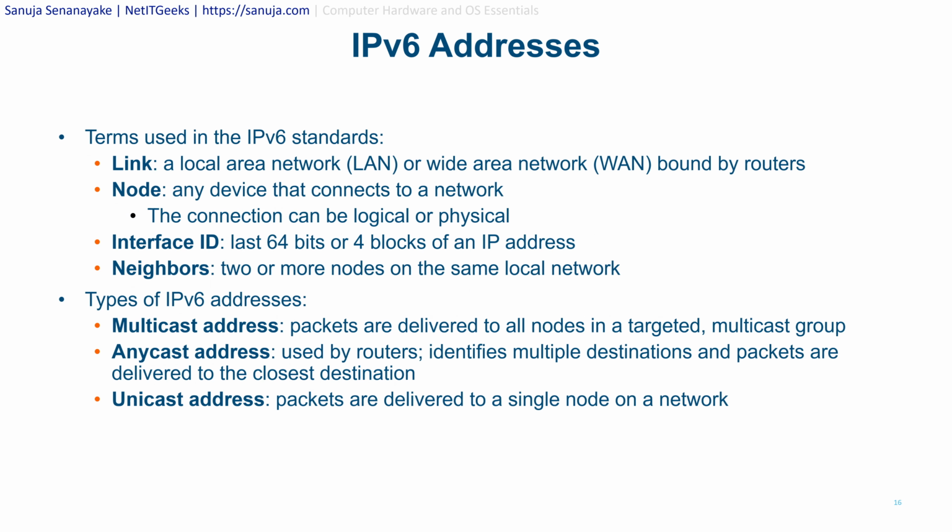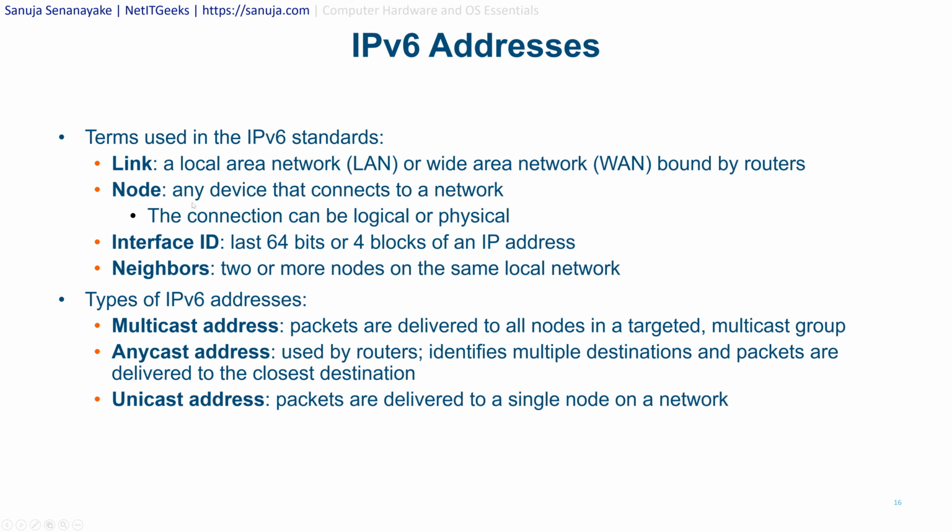Terms used in the IPv6 standards include something called a link, which is a local area network (LAN) or wide area network (WAN) bounded by routers. Those are called a link in the IPv6 systems.